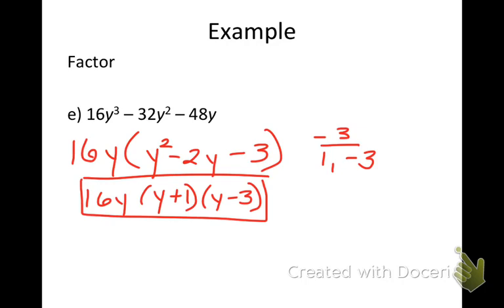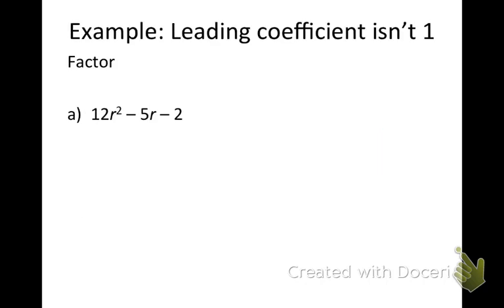Okay. So if we think we have a handle on it, when our leading coefficient is 1, make sure you're always looking to see if there is a GCF that you can factor out. If there isn't, then go right to it. If there is, factor it out and then see if you can factor what's left over. All right, so now let's get to a leading coefficient other than 1. So 12r squared minus 5r minus 2.